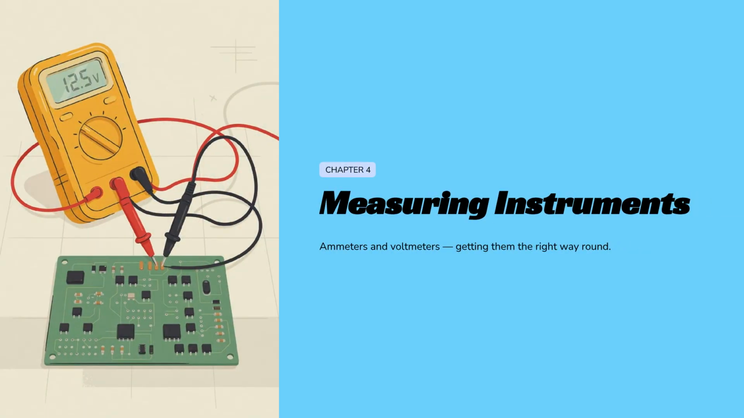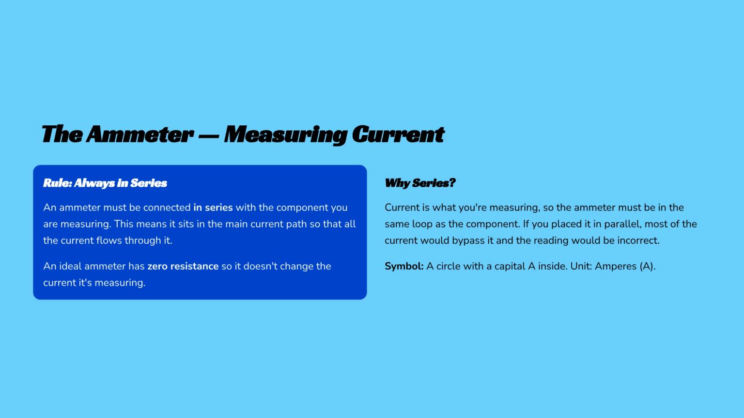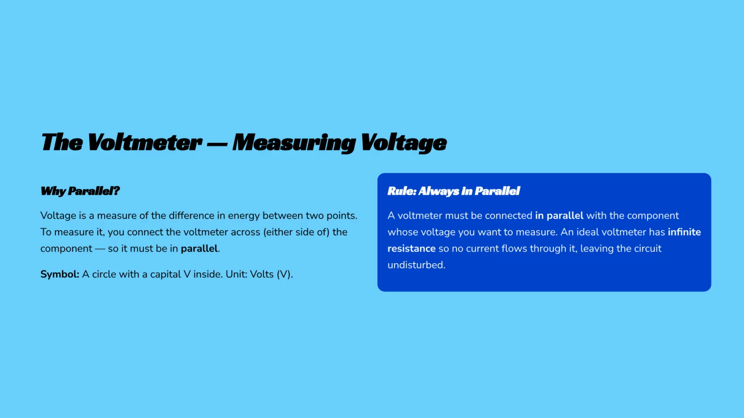Chapter 4. Measuring instruments. Learning to connect ammeters and voltmeters correctly is essential. Using them the wrong way around is a common and avoidable mistake. The ammeter measures current and must always be connected in series. An ideal ammeter has zero resistance to ensure it does not disturb the circuit's total current flow. The voltmeter measures potential difference and must always be in parallel. An ideal voltmeter has infinite resistance, ensuring no current is drawn away from the component being measured.